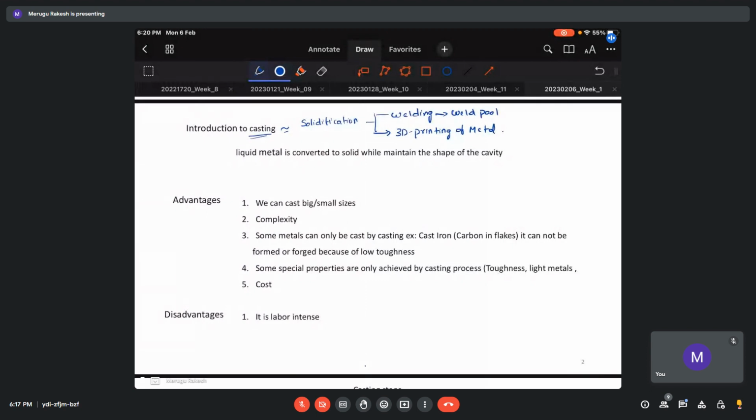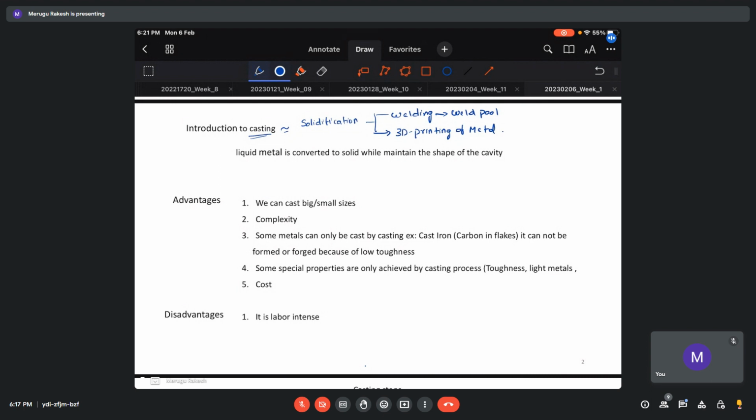Then let's see some of the advantages as mentioned in the class. We can cast bigger components, such as the casings of turbines, very big casings, or the propeller of a ship, which will be nearly like a 2 BHK flat. Those big propellers you can easily make with casting. And you can also make thin castings with different types of processes. And complexity we can, of course, you will know, I will not dwell much into it.